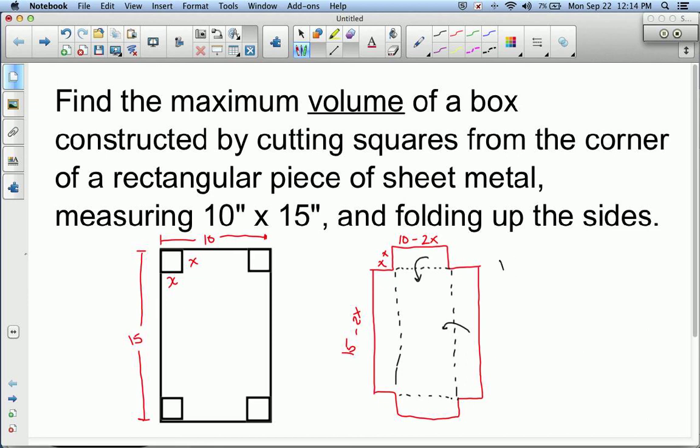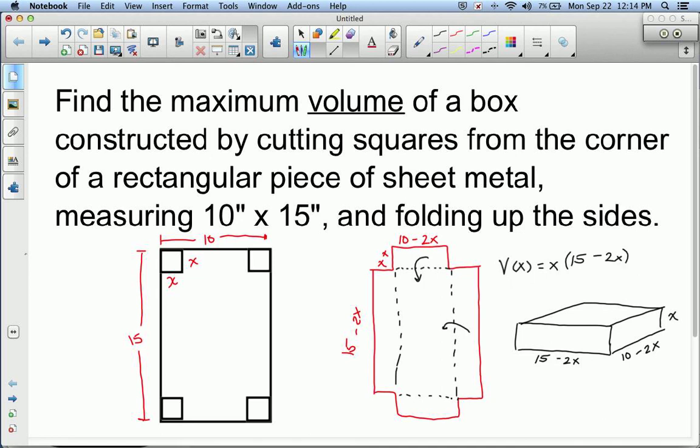All right, so the volume of a box is length times width times height. Let's see what our box looks like here, and then we can come up with our equation pretty easily. So I'm folding up the sides, so that flat piece of sheet metal will now become a box. The height is x. This dimension we said was 10 minus 2x, and this one is 15 minus 2x. So length times width times height, right in front of us there, easy peasy.